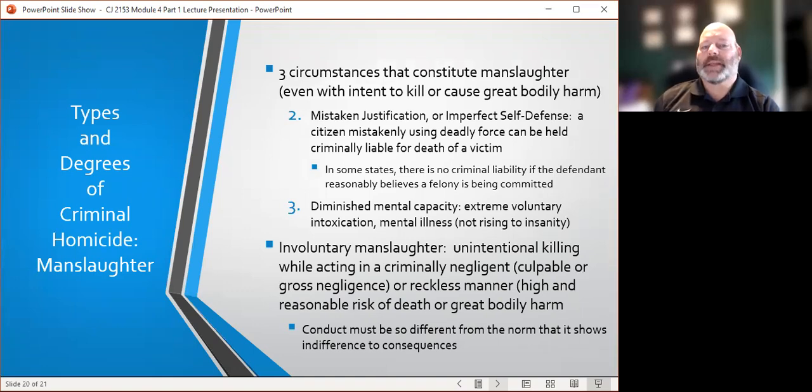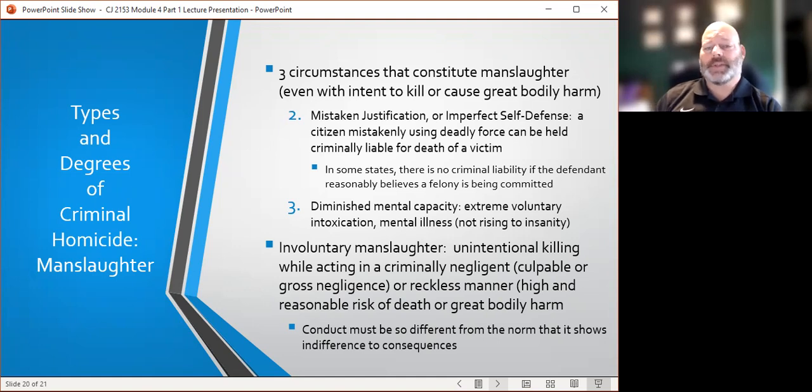The second is mistaken justification, or imperfect self-defense. When a citizen mistakenly uses deadly force, they can be held criminally liable for the death of a victim. In some states, there's no criminal liability if the defendant reasonably believed a felony was being committed. And then the third circumstance is diminished mental capacity. Was there extreme voluntary intoxication or some type of mental illness that doesn't rise to the level of insanity?